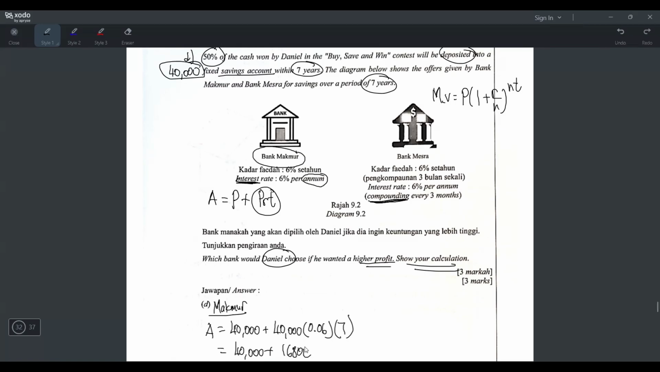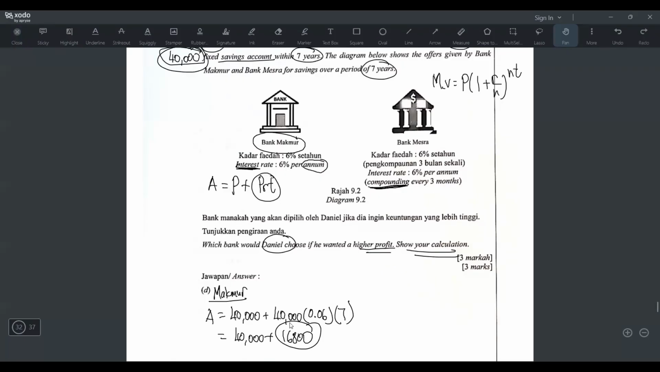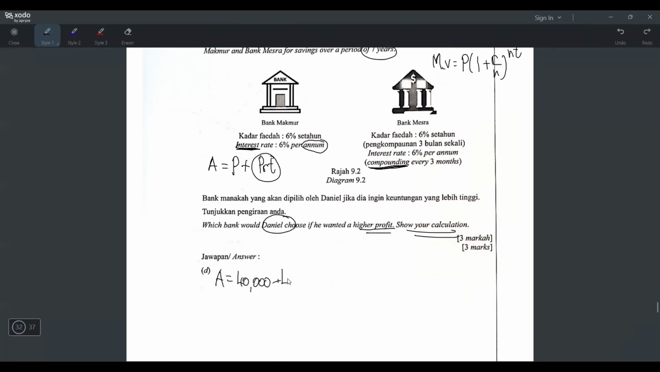Okay, but you don't tell me, oh sir, he saved 40k, but after 7 years left with 16800. Eh, another logic, bro. How come you save 40,000 and after 7 years it becomes lesser? No, right? Oh, okay, I have to write again. I accidentally erased the whole thing already. Okay, let's do it again. 40,000 plus 40,000 times 0.06 times 7.